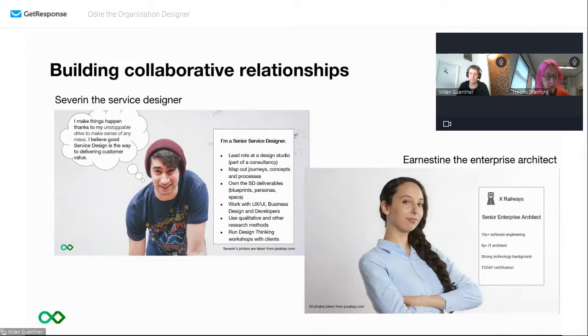So when you think about your own organization, if you're trying to do what Odile's trying to do here, build up collaborative working, it also takes quite a different character set, which is why social anthropology is quite helpful, of what qualities do you need as a consultant to forge collaborative relationships? How do you help people like Severin and Ernestine not be territorial?